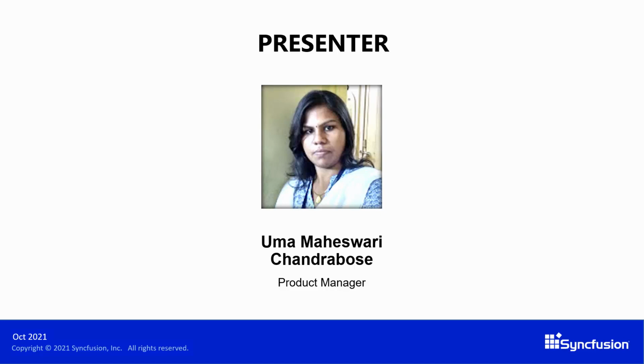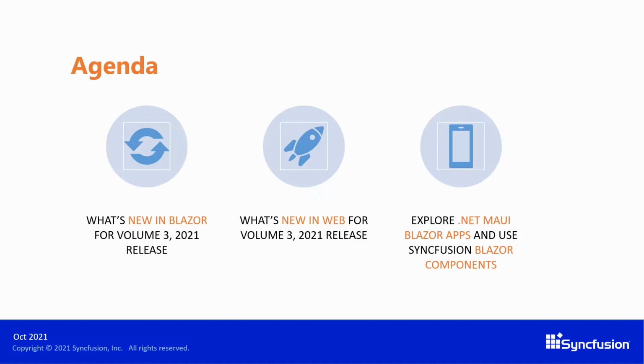So let's move on to the agenda of this webinar. The basic agenda is that we'll see what's new in our Blazor and web components for this Volume 3 2021 release. And at last, we'll also explore the way to create .NET MAUI apps using Blazor, and see how to add Syncfusion Blazor components into it. So we'll check it out by creating a very simple example and try to add our Blazor component into it.